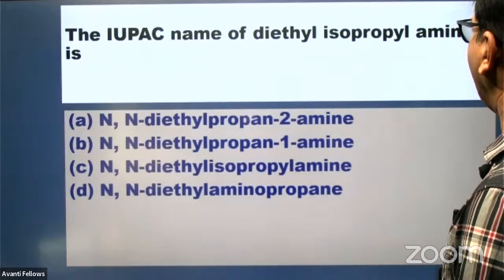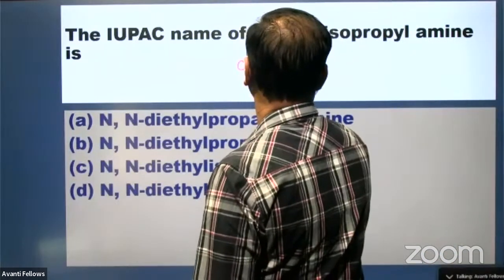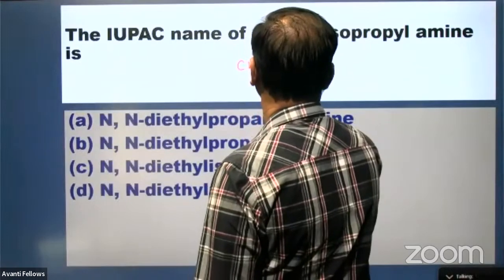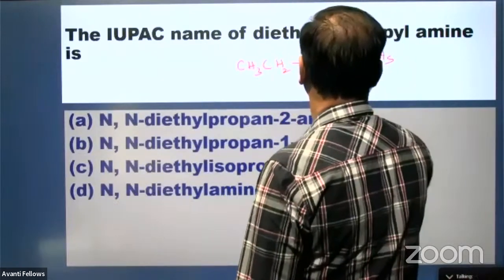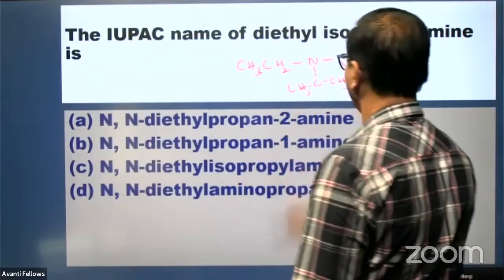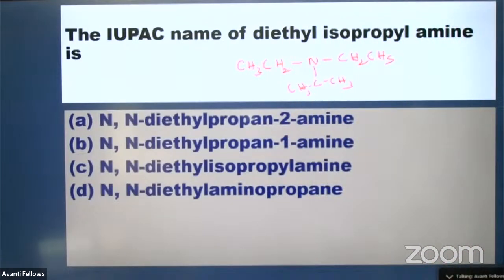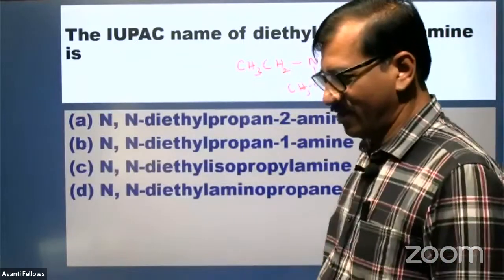IUPAC name of diethyl isopropyl amine is diethyl isopropyl amine. C, sir. Fine. Who said the answer? Vijayanagaram, sir. Jane Vijayanagaram. Very good.